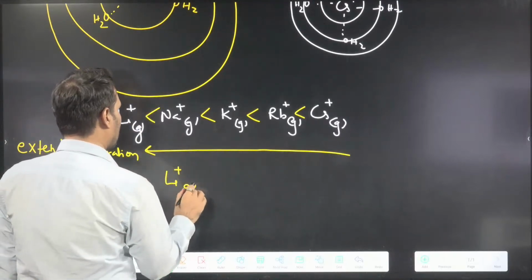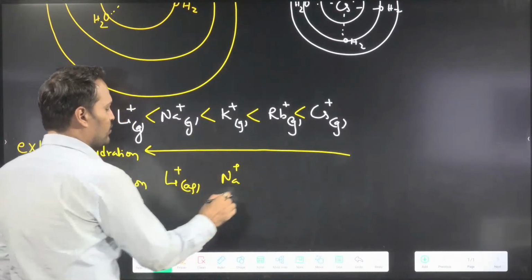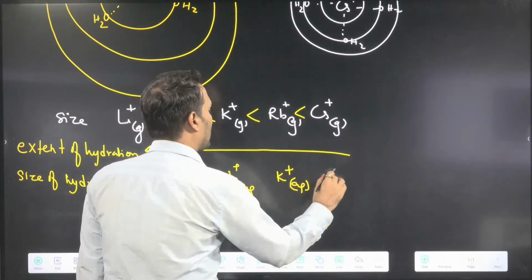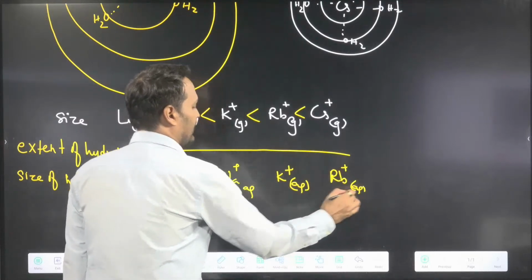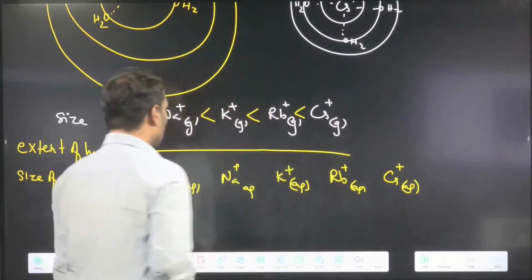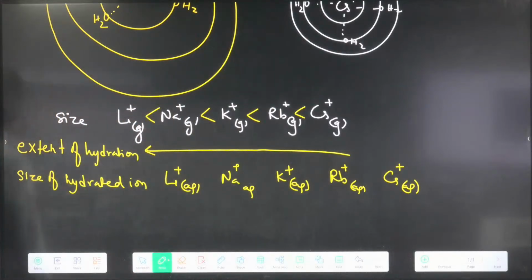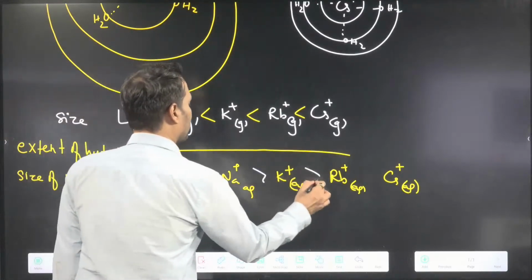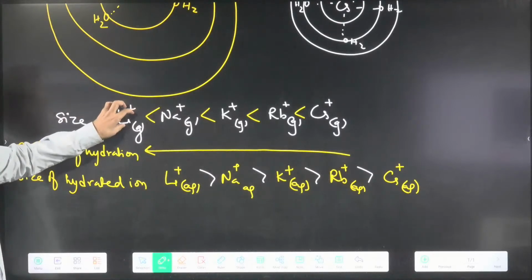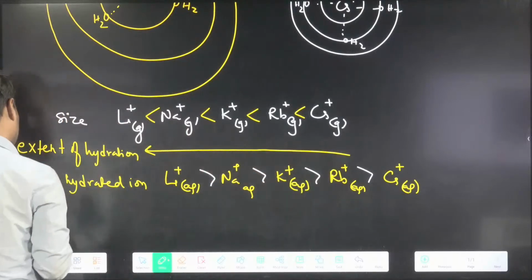For the hydrated ion, they will write Li plus aqueous. By seeing aqueous or gas, you can identify whether they are talking about the gaseous ion or the hydrated ion. If they write aqueous, it means hydration is done. So this is the size of the hydrated ion. Who is big? Again, lithium is big. Initially gaseous lithium was small, so its hydration is more, so the size of its hydrated ion is more.